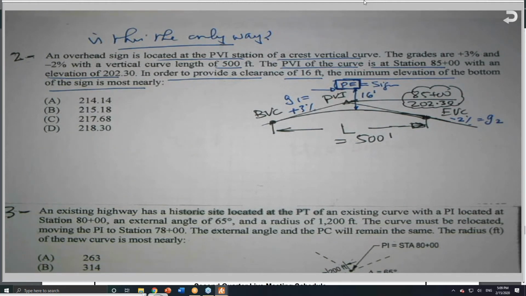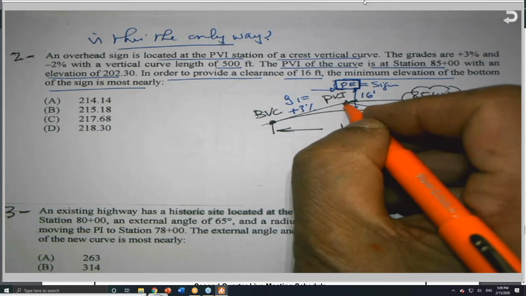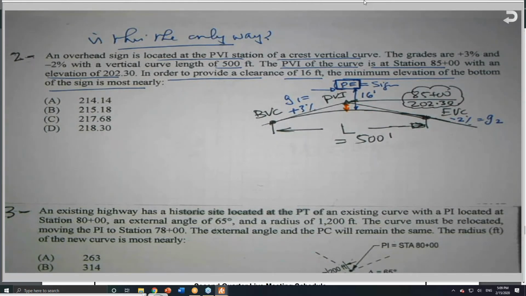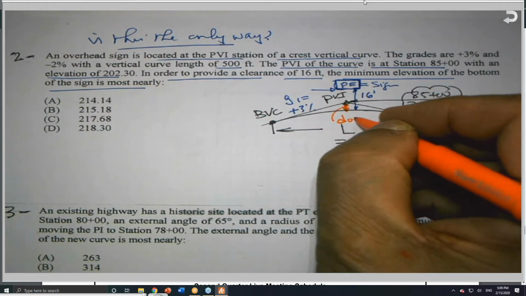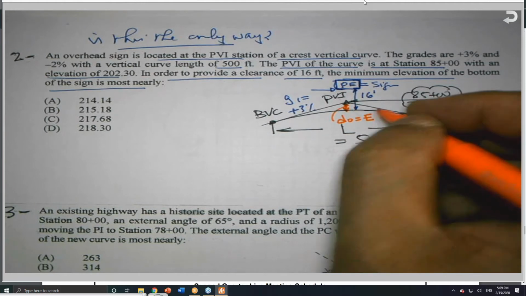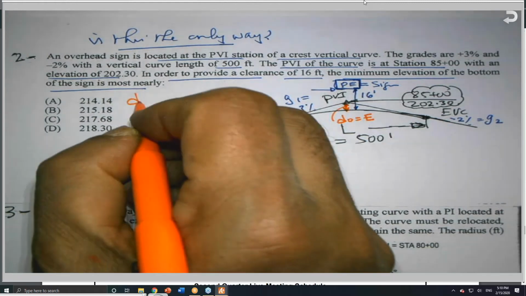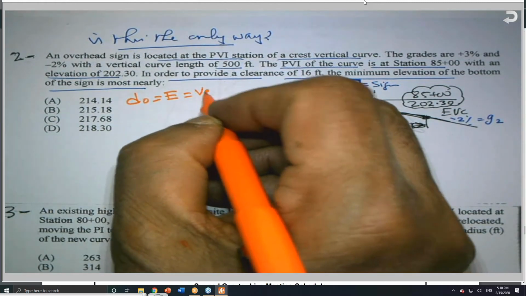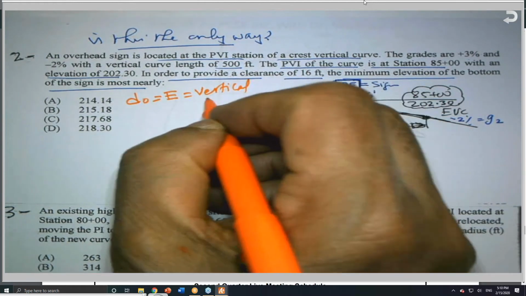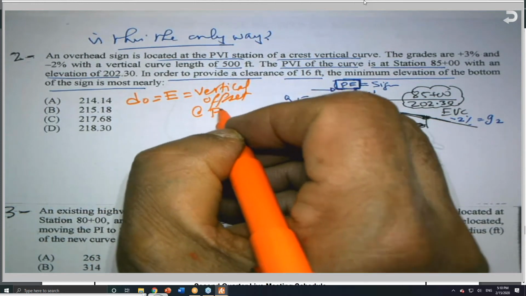If you look in my book or any other surveying book, you will find this distance from here to here has a name: the distance between the curve and the vertex. I call it in my book D sub O, or they call it E. So D sub O or E, we call it the offset, or vertical offset at the PVI.